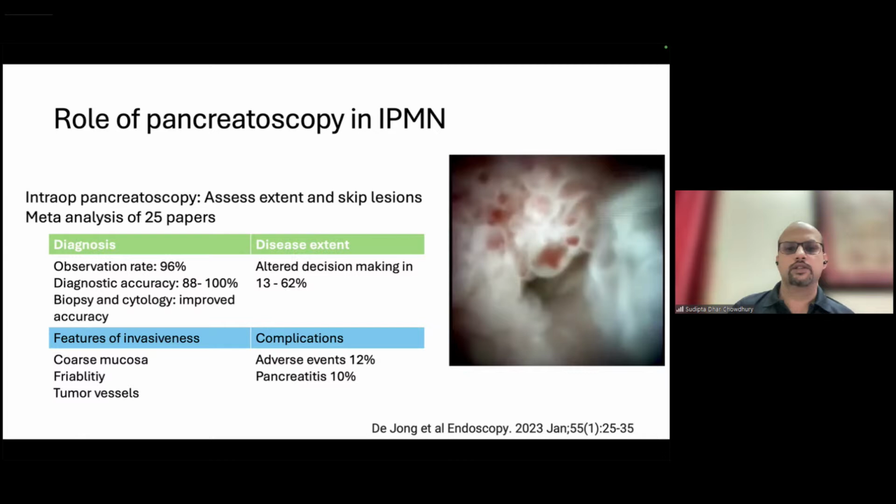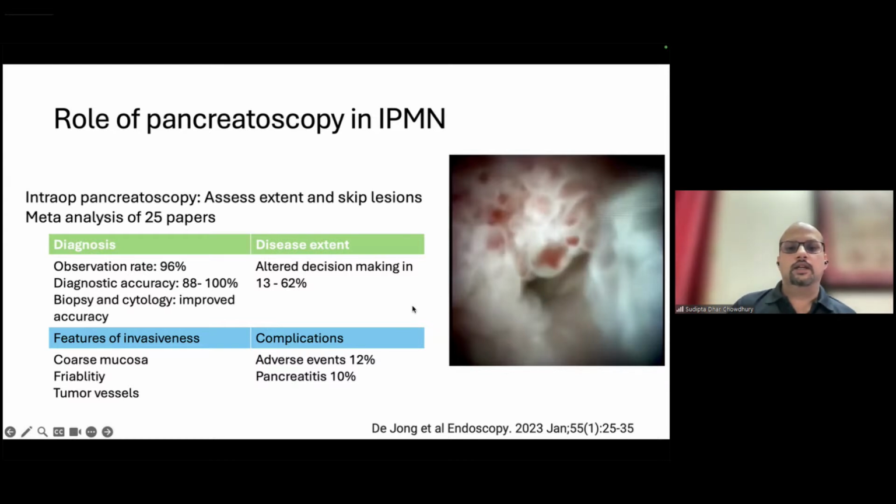Now, Spyglass cholangioscopy, as you all know, has been used routinely for assessment of the bile duct. In the pancreas, it has been used for intrapancreatoscopy. As we discussed earlier, IPMNs can be multifocal, and therefore in IPMN, it is important to understand the extent of the disease and to identify skip lesions. As you can see, this is a Spyglass image of an IPMN. You can see these nice grape-like clusters on the wall of the cyst and in the wall of the duct, and this is the duct lumen here.